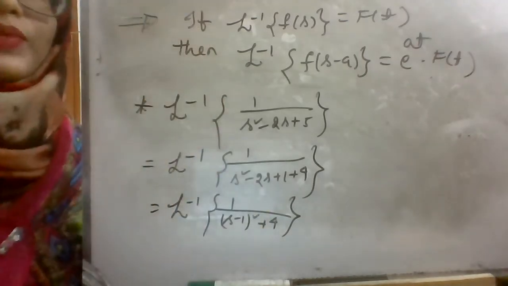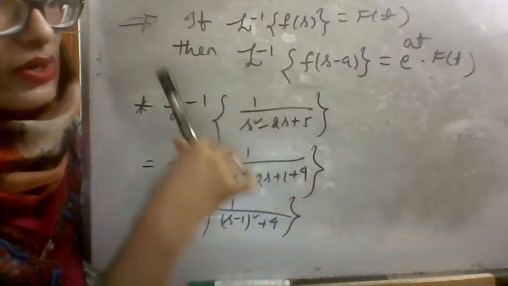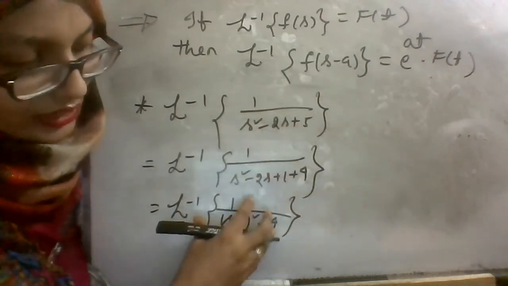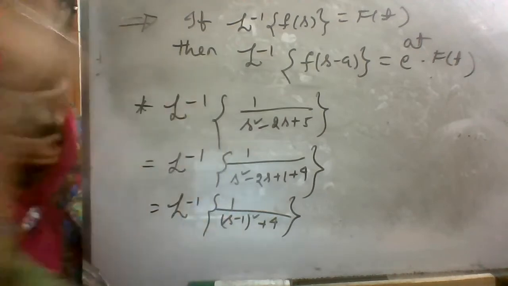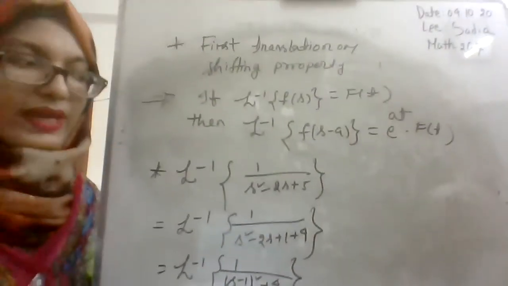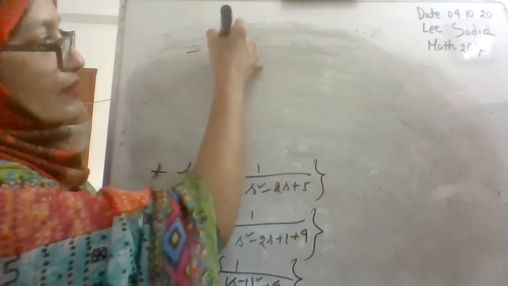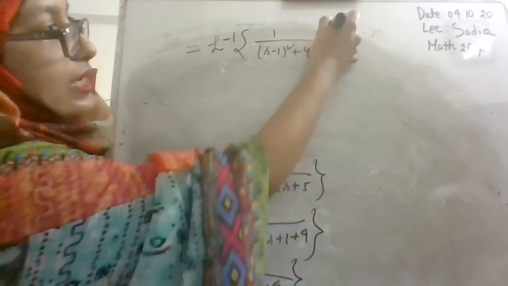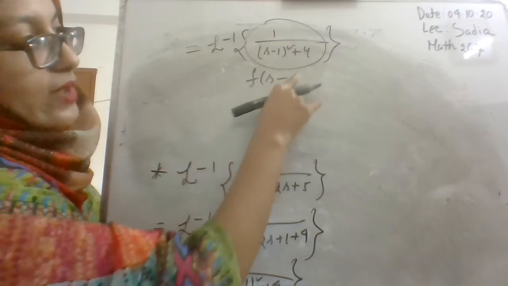If you want to use these properties to find the inverse Laplace transformation of a given function, so Laplace transformation of f of s minus a, it is your f of s minus a. So from here at first you have to find out your f of s. Okay, this is your f of s minus a. It is the Laplace transformation of 1 by (s minus 1) whole square plus 4. This is your f of s minus a, and your a is 1.